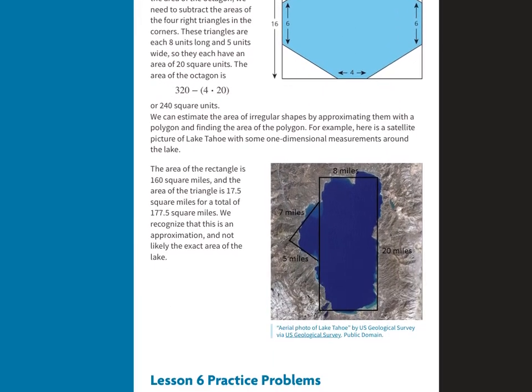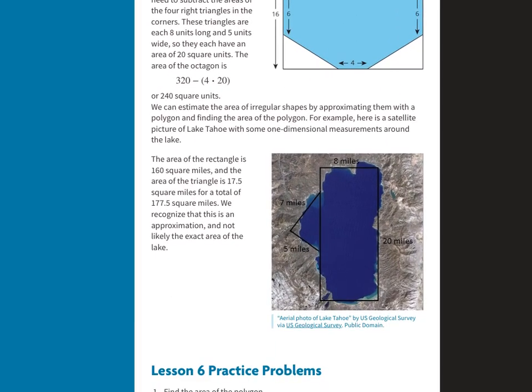Okay, we can estimate the area of irregular shapes by approximating them with a polygon and finding the area of the polygon. For example, here's a satellite picture of Lake Tahoe with some one-dimensional measurements around the lake. The area of the rectangle is 160 square miles, and the area of the triangle is 17 and a half. So we add them up, we get 177.5. We recognize that this is an approximation, not likely the exact area of the lake. Okay, so break them up into shapes that you know.